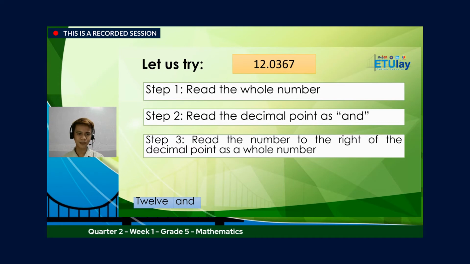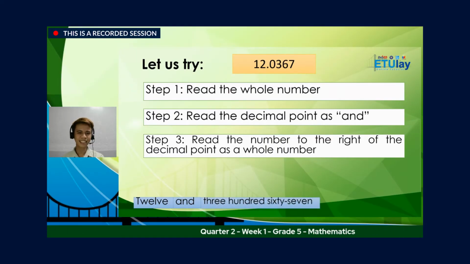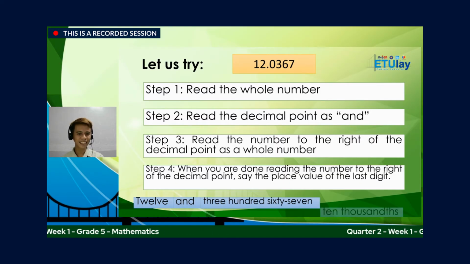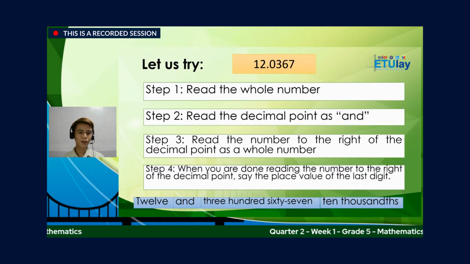0, 3, 6, and 7. At kapag binasa natin ito as a whole number, it is 367. Last step, when you are done reading the number to the right of the decimal point, say the place value of the last digit. At ang last digit natin dito ay 7. At kapag kinuha natin ang place value ni 7, ito ay 10 thousandths. Now, we can now read 12.0367 as 12 and 367 10,000ths.